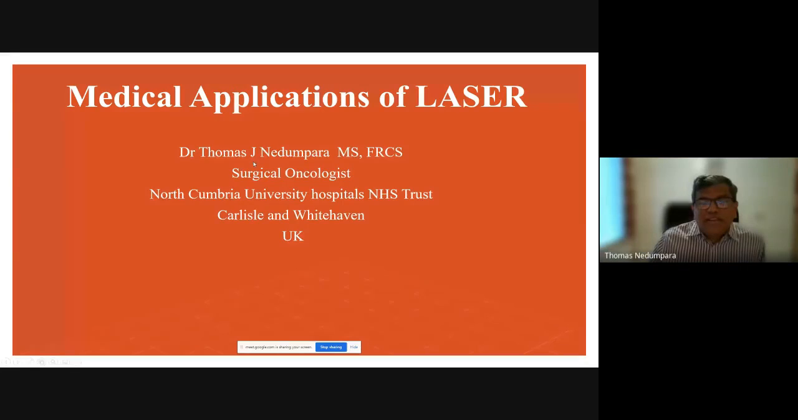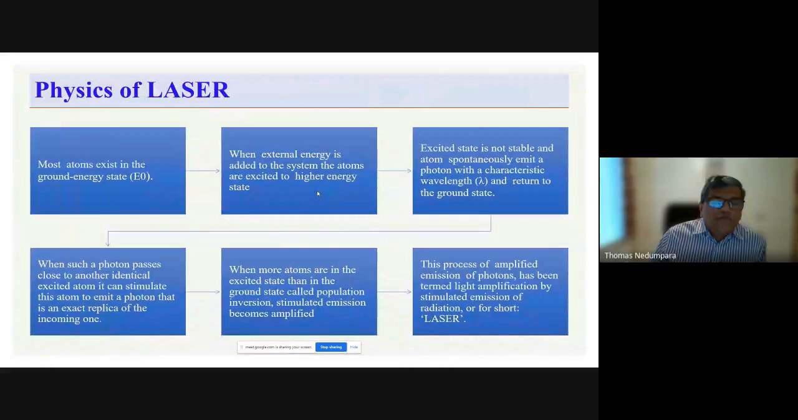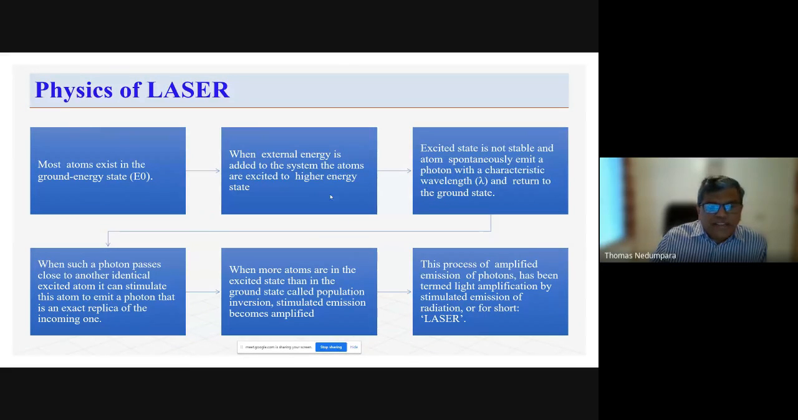I'm honored by this opportunity to talk about the medical applications of laser for an August audience, which includes physicists and non-physicists. For the benefit of non-physicists, let me explain the basics of laser.